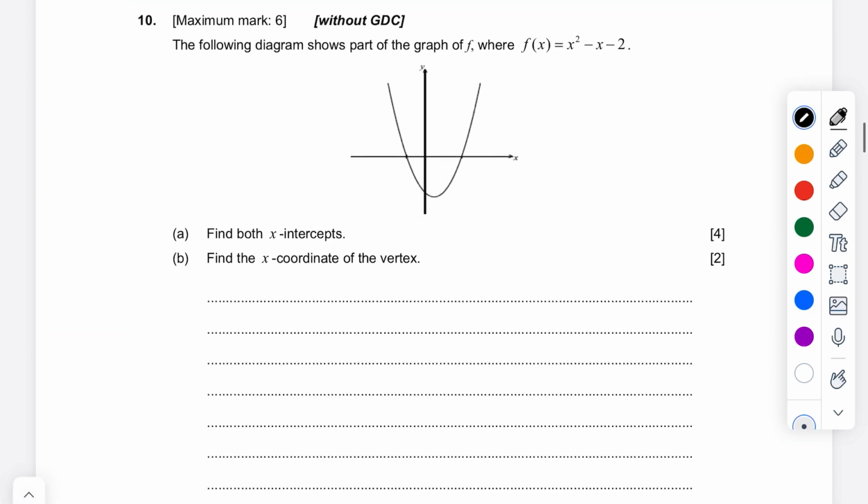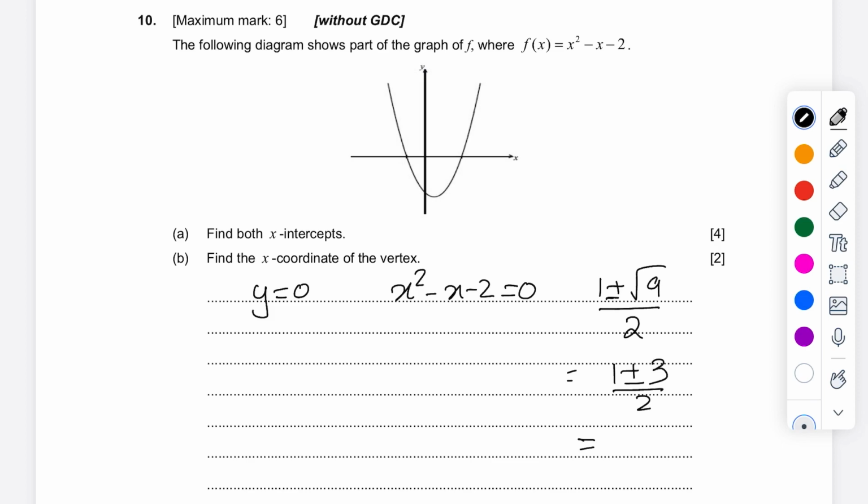Question number 10. Find both x-intercepts. Find the x-coordinate of the vertex. X-intercepts mean nothing but what? y equals 0. So x squared minus x minus 2 equals 0. Use the formula minus b plus or minus square root of b squared minus 4ac upon 2a. You will get 1 plus or minus square root of 9 upon 2. So square root of 9 is 3, so 1 plus or minus 3 upon 2, which gives 4 upon 2 is 2, and negative 1. So those are the two values of x.